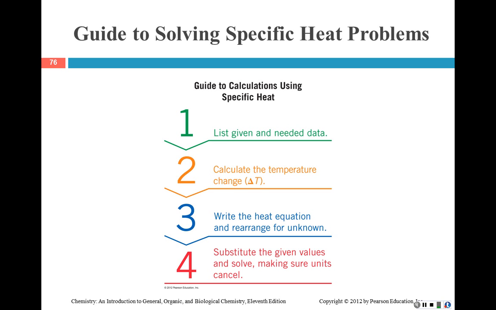When we're solving specific heat problems, you're going to be using that specific heat constant in order to get rid of units and to calculate things. You're going to be using the change in temperature. That's what this triangle stands for. That's a delta. Delta T means change in temperature. You're going to have a heat equation that we're going to rearrange, and then you're going to substitute any values that you know.